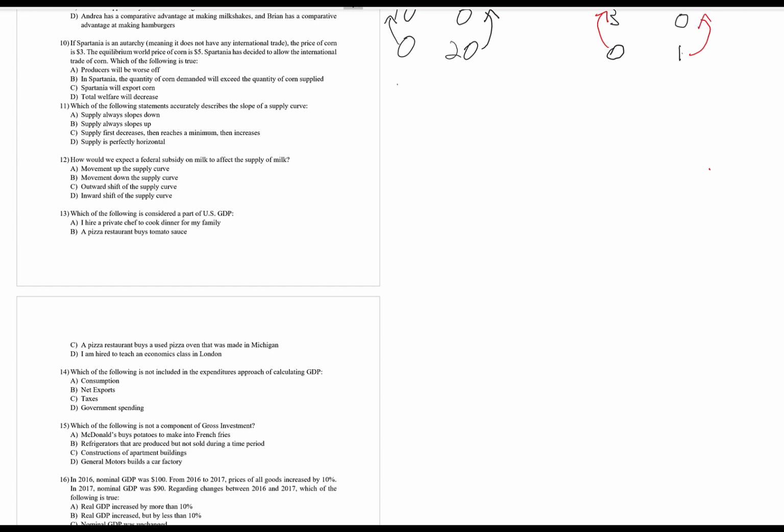So notice in Spartania, as an autarky, the price of corn is $3. Equilibrium world price is $5. So start off with supply and demand in Spartania, which means that here the price is $3. Notice that the equilibrium world price is $5, so it's above. So the world price is up here.